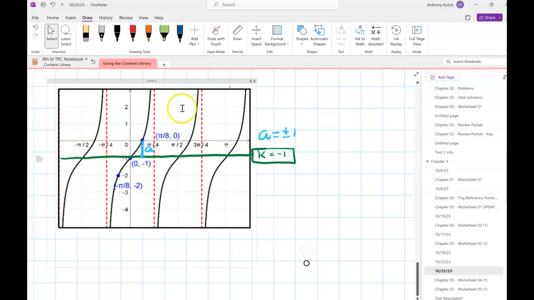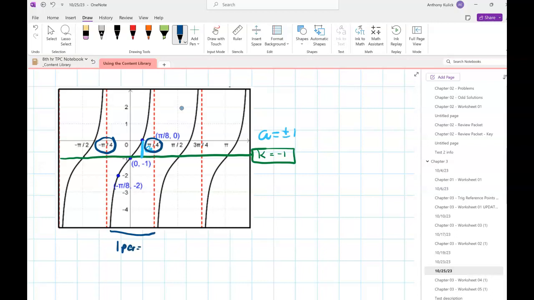Okay. How about the period? It's what? Well, we're going from negative pi over 4 to positive pi over 4. So pi over 2, very good. And what's the formula for the period for tangent? So what does our C have to be in this case then? 1/2.